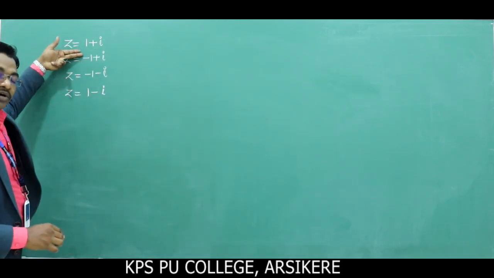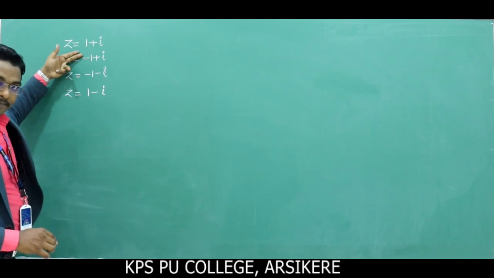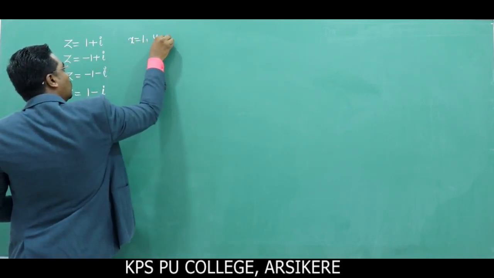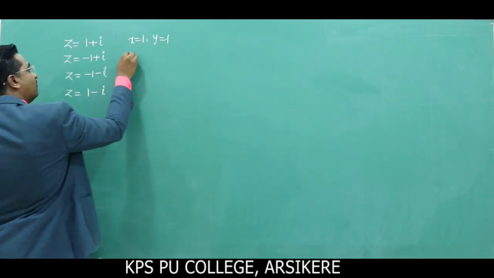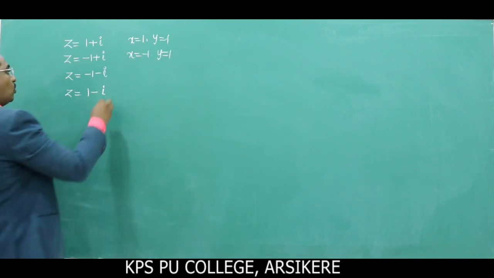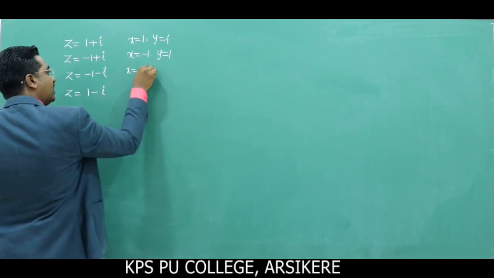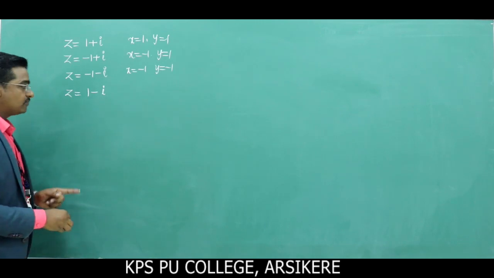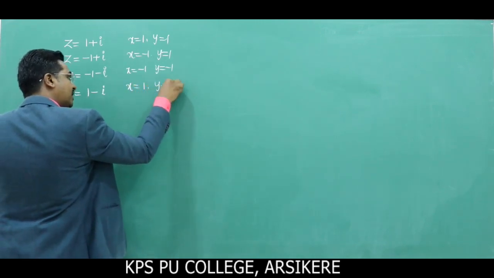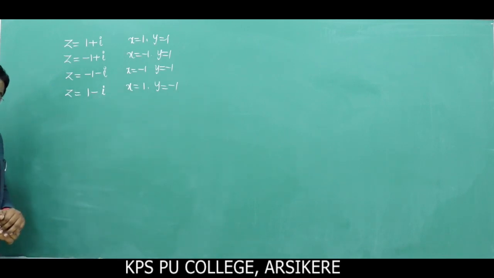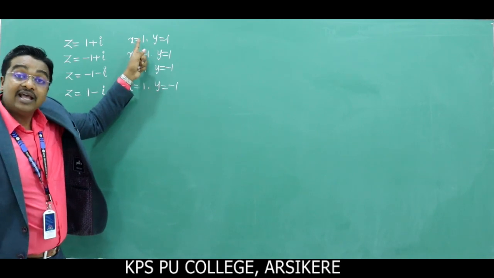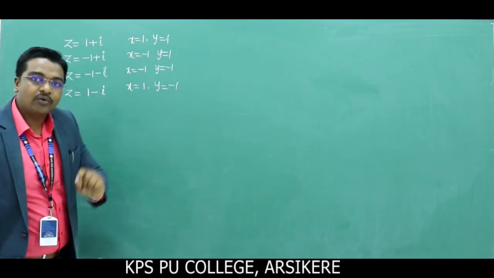So when it comes to Z is equal to x plus iy, here x is equal to 1, y is also 1. When it comes to the second one, x is equal to minus 1, y is equal to 1. Here x is equal to minus 1 and y is also minus 1. When it comes to the fourth number, x is equal to 1, y is equal to minus 1. Just observe here. For the first, both x and y are positive. It lies in which quadrant? First quadrant.